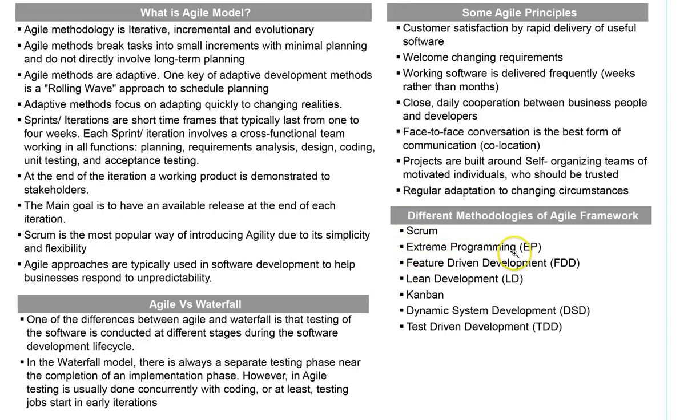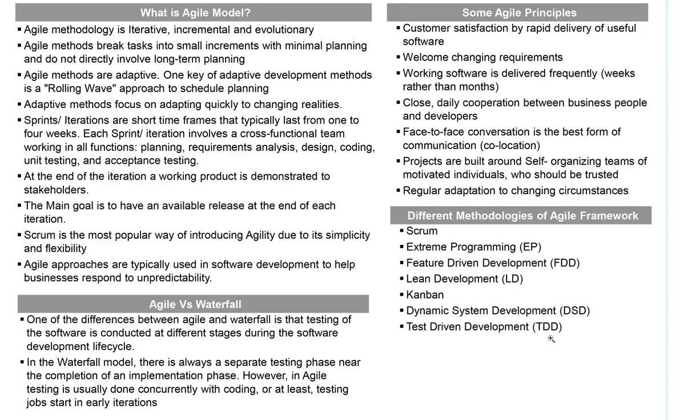Then we have extreme programming, we have feature driven development, then we have lean development. We're going to take a look into lean development and the principles. Then we have Kanban. We're going to take a look into Kanban and its principles. Then we have dynamic system development and test driven development. So these are the different methodologies used in the Agile framework. So when you are planning to use the Agile methodology, you are going to pick which one of the frameworks you would like to use, or which is the best to use in your project.